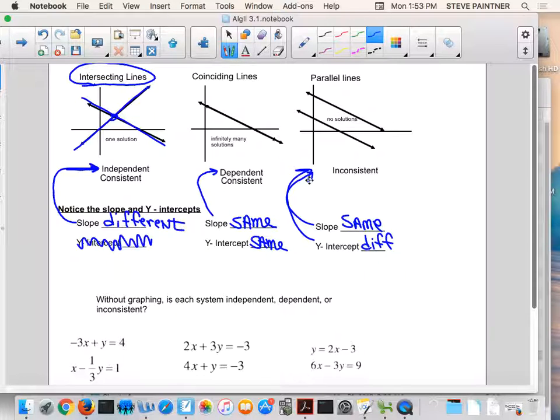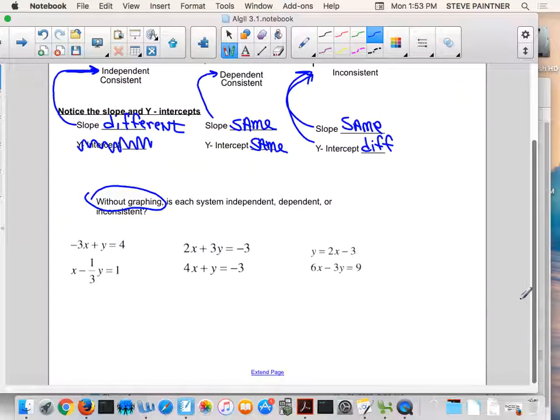Now, you see these three systems down here? You have to determine which one is independent, dependent, inconsistent. Okay? Without graphing, which means all you have to do is figure out the slope of this line and this line, and of course the y-intercept. Because the y-intercept gives it away, so does the slope. So on this system down here, this is the only one I'm going to do with you. Go figure it out. Which system is it? This one? This one? Or that one? Go find your slope. Go find your y-intercept.